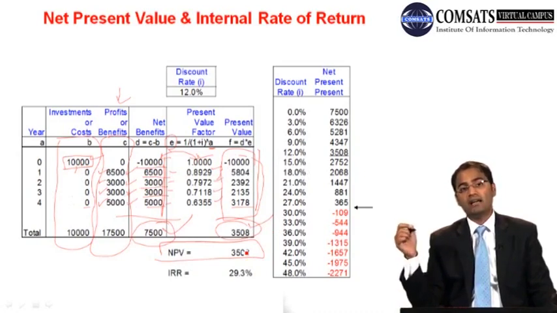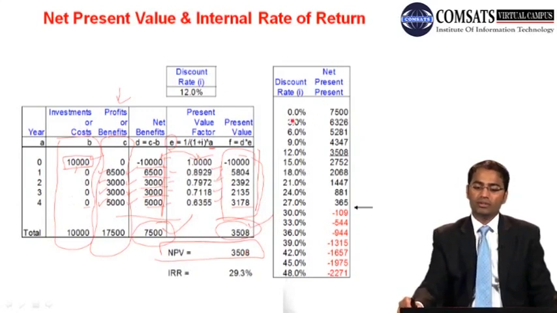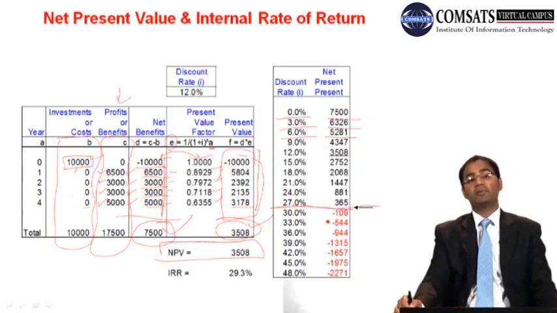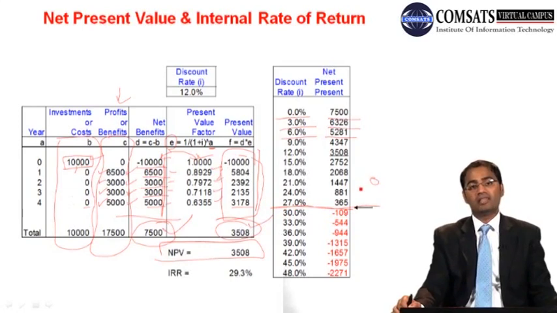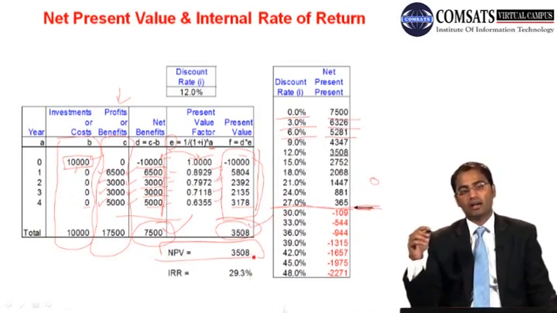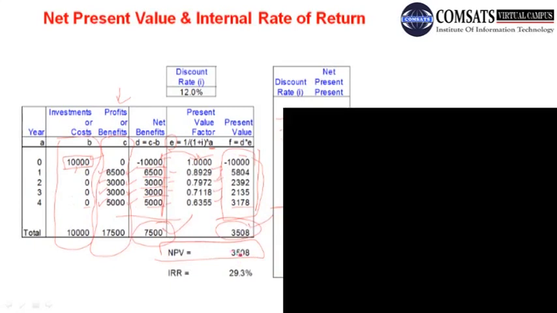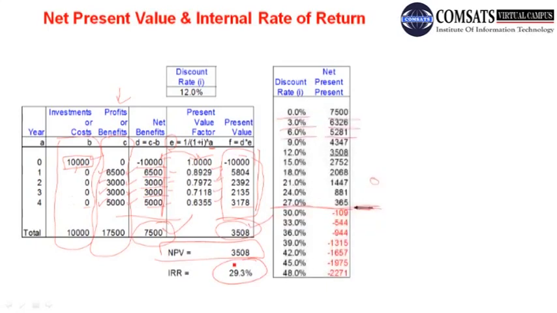Now we want to have the IRR. This table shows that if we have a discount rate of 0, net present value will be 7,500. If we have 3%, then it is 6,326. If we have a 6% discount rate, then 5,... 8%. The point where the net present value becomes 0, that interest rate is between 27 and 30%, and that is the IRR. To calculate IRR is quite iterative, and we come up with 29.3%.